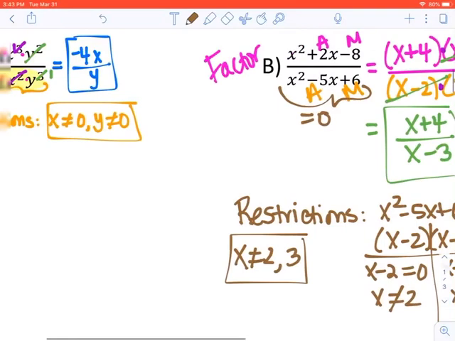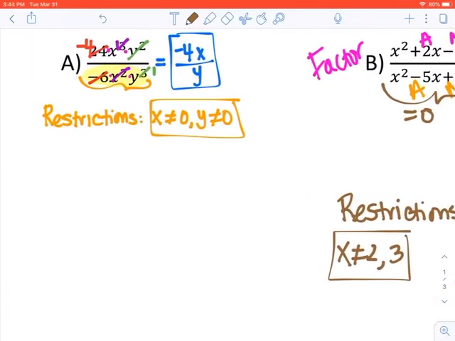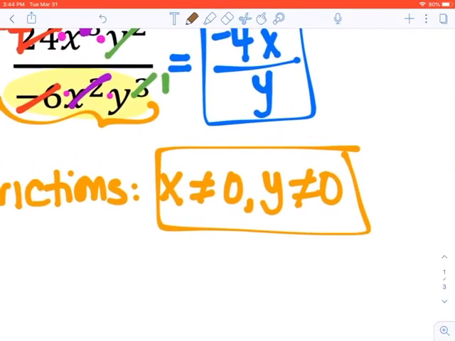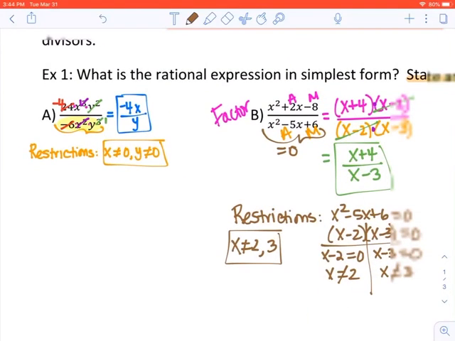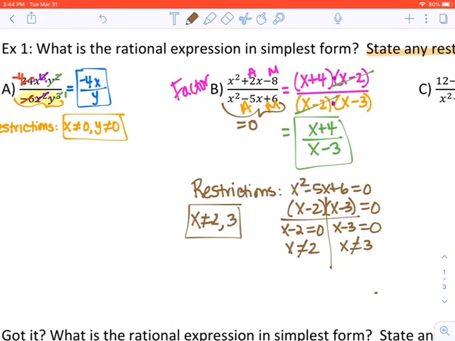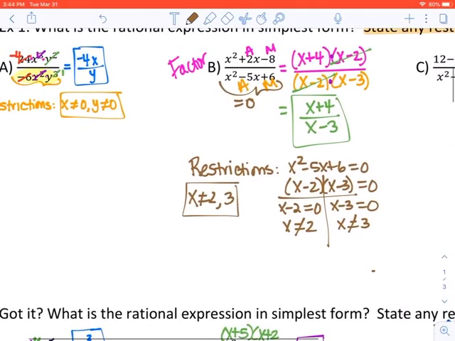It's a little different than A. We had to solve on this one, where in A, you didn't have to solve anything. It was just x couldn't be 0 and y couldn't be 0. Okay. So again, we're factoring, so we can find the factors and cancel those factors that are exactly the same. Go ahead now on the got it.